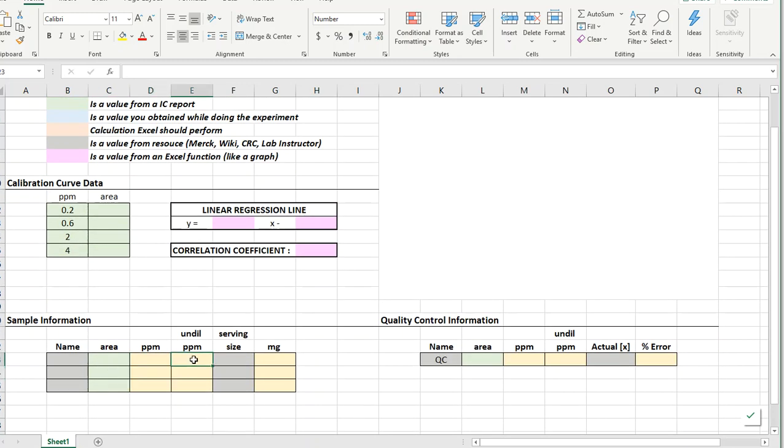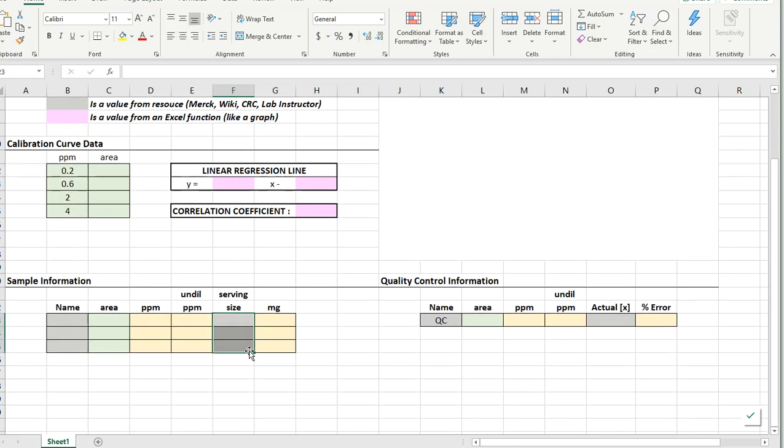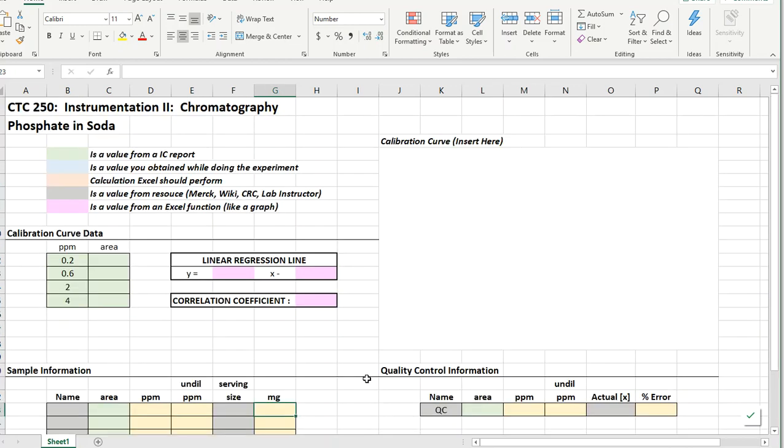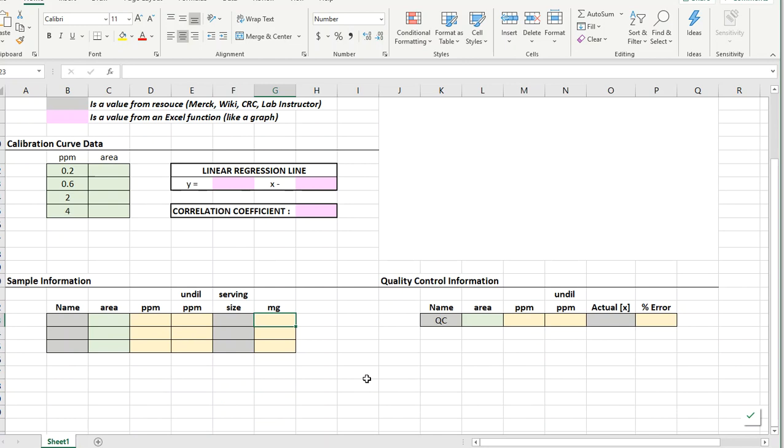And then that was diluted. It was a 1 to 100 dilution, right? So you'll have to solve for your undiluted concentration. And then we'll want serving size, right? Serving size we will provide you in the Blackboard page, so that way you'll know what the suggested serving size is. And you'll use your milligram per liter and your serving size to determine how many milligrams were actually involved in that product if you drank the whole thing.